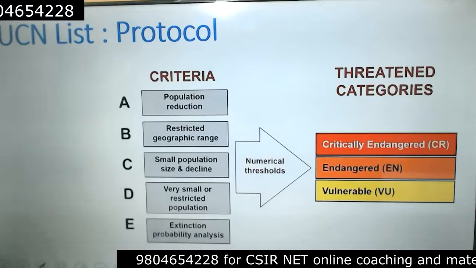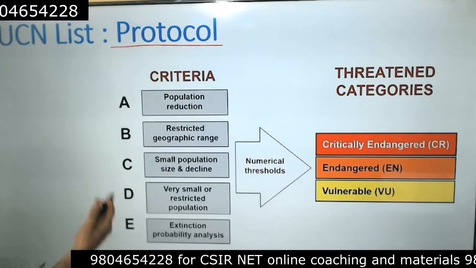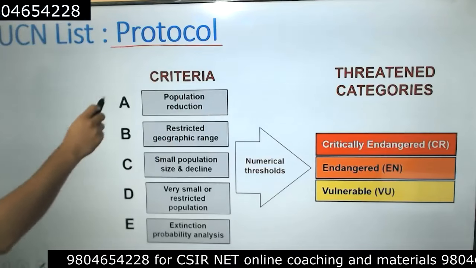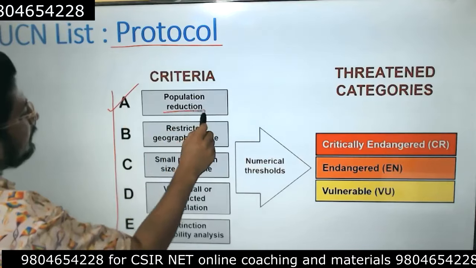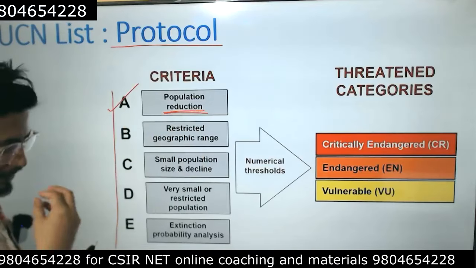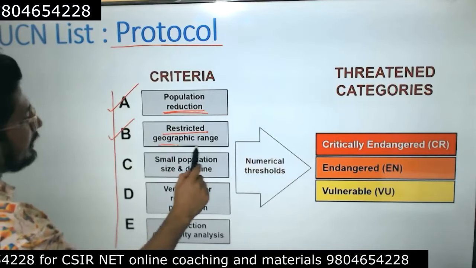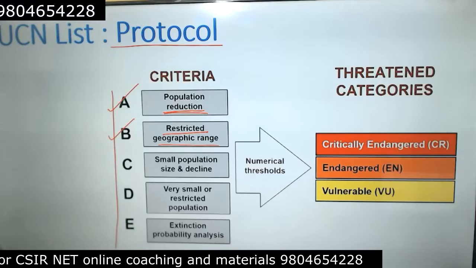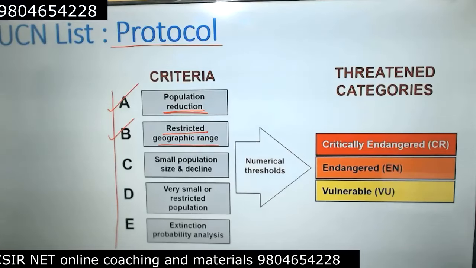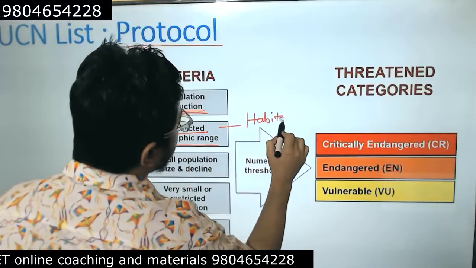So what are the protocols based on which the IUCN list is prepared? There are multiple criteria. Five separate criteria are listed here. First, population reduction: at what percentage is a population being reduced? Second, restricted geographic range. Geographic range means their habitat range. How much are they restricted? Basically, it's related to habitat loss.